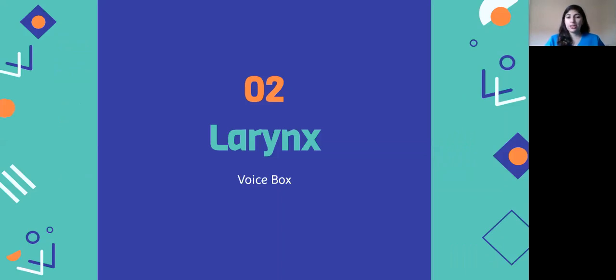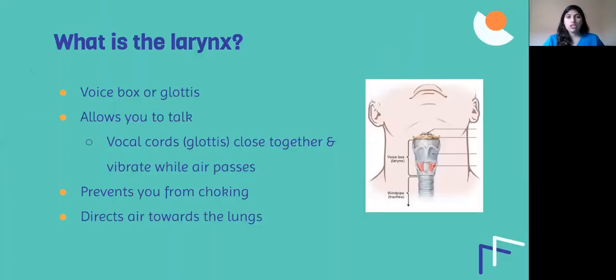So the next thing we're going to talk about is the larynx. A lot of you probably have never heard of the larynx, as it's a more medical term, but one of the ways people refer to it is the voice box. So what is this larynx or voice box? The voice box is what allows you to talk. Right now, as I'm talking to you, the main thing doing this is the larynx. Another way it might be referred to is the glottis. It really just depends who you're talking to.